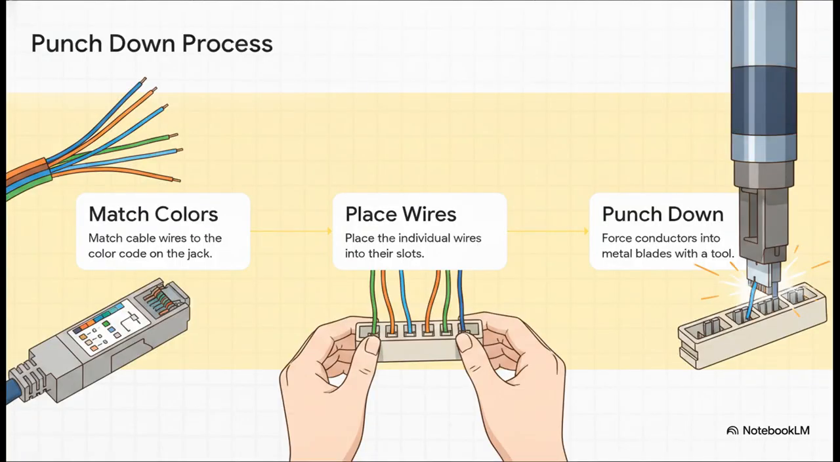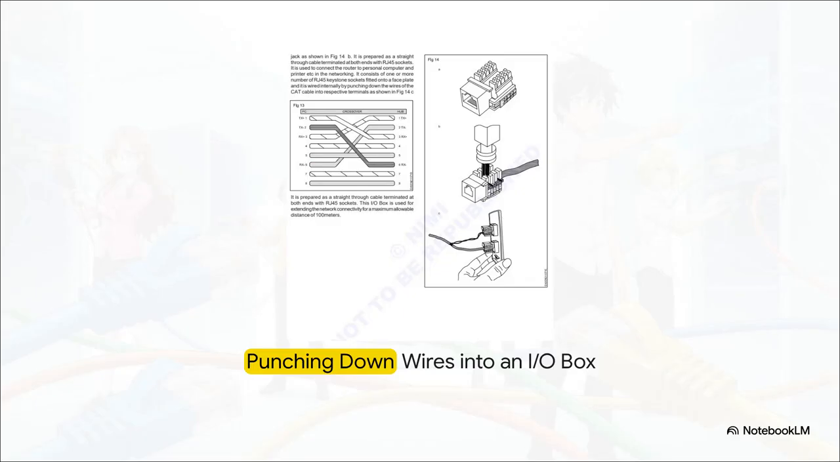Let's step out of the theory for a second and look at the hands-on process. To secure these wires into a wall plate, also known as a keystone jack, it's a 3-step process. First, you match your cable wires to the color code printed right on the jack. Second, you place the wires into their corresponding slots. And third, you use a specialized tool to literally punch down the solid copper conductors into tiny metal blades inside the keystone. Seeing the punch-down tool in action really connects the dots. It forces those wires perfectly into the I/O box.